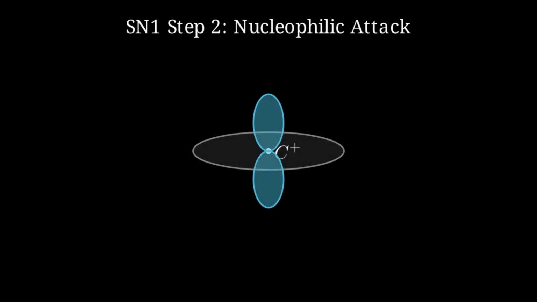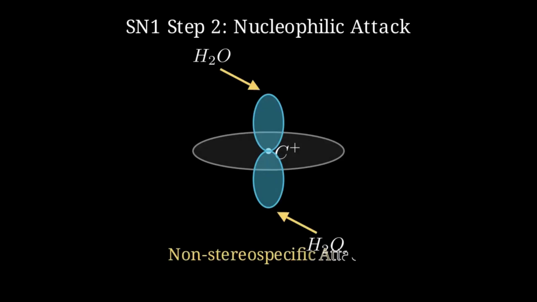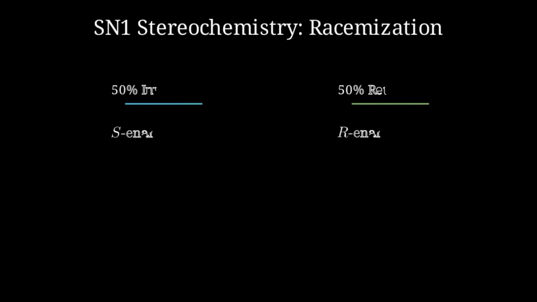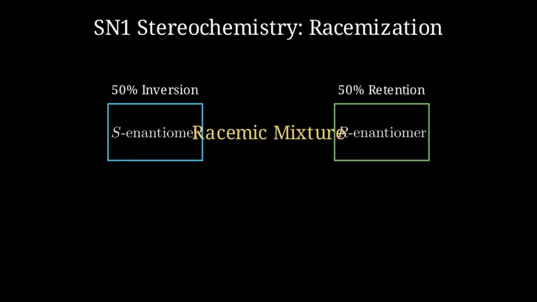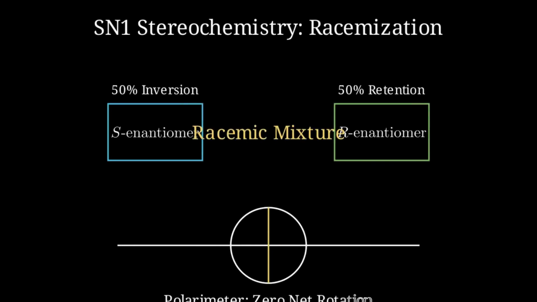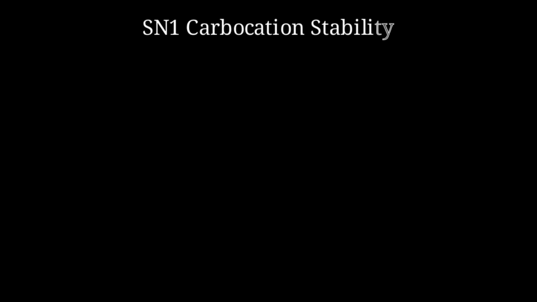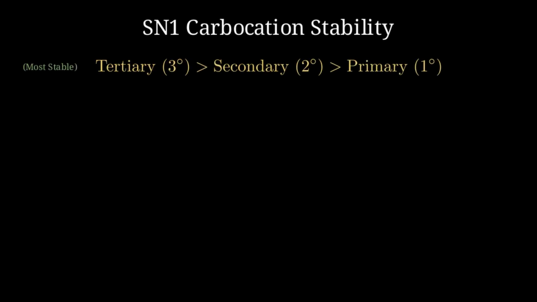In the second step, the nucleophile attacks the carbocation. Since the intermediate is flat, there is an equal probability of attack from either side. This leads to a mixture of different spatial arrangements in the final product. Because the attack occurs from both sides, SN1 reactions typically result in racemization. If you start with a single enantiomer, you end up with a mixture of both, effectively cancelling out any optical activity in the sample.